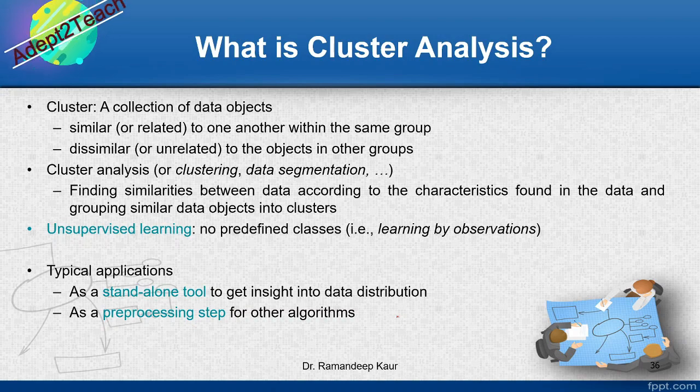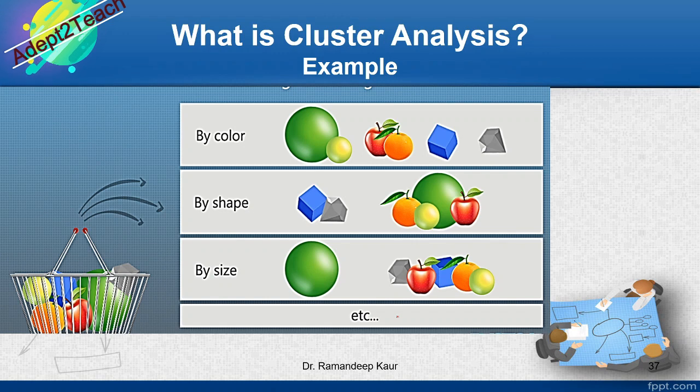Now a cluster means a collection of data objects. That may be because they are related to each other, or because they are dissimilar. If they are related to each other, they will fall in the same group. If they are not related to each other, they will be part of different groups. That is called clustering. Clustering is a type of unsupervised learning where, right in the beginning, we have no predefined classes, no reservations, we start afresh.